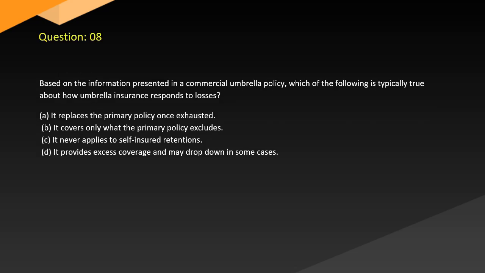Question 8. Based on the information presented in a commercial umbrella policy, which of the following is typically true about how umbrella insurance responds to losses? A. It replaces the primary policy once exhausted. B. It covers only what the primary policy excludes. C. It never applies to self-insured retentions. D. It provides excess coverage and may drop down in some cases.